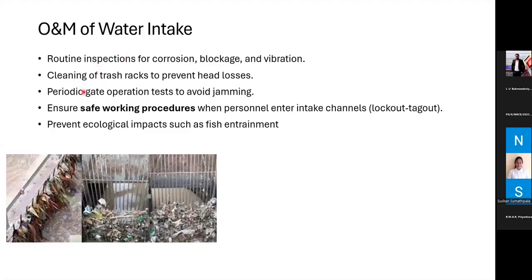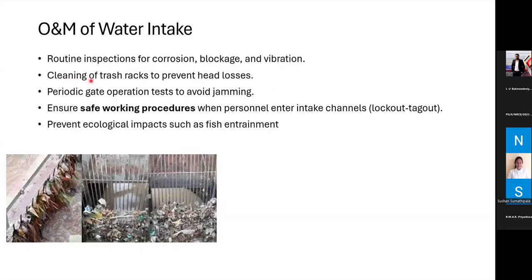So as I explained here, in the O&M of water intake, we need routine inspection for corrosion, blockage, and vibration. As we said, corrosion is a major factor because the intake is submerged in water. So we make this intake with metal, with steel for the strength, and it is very likely that they can corrode. So frequent painting and anti-corrosive action is important in this kind of structure.